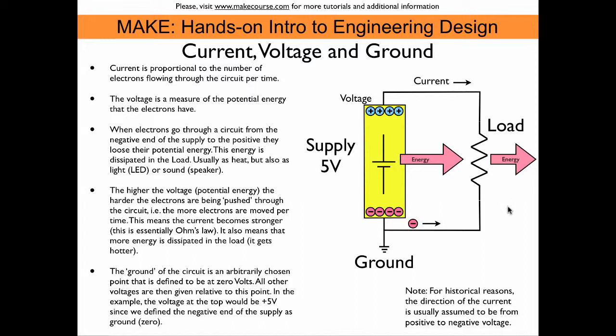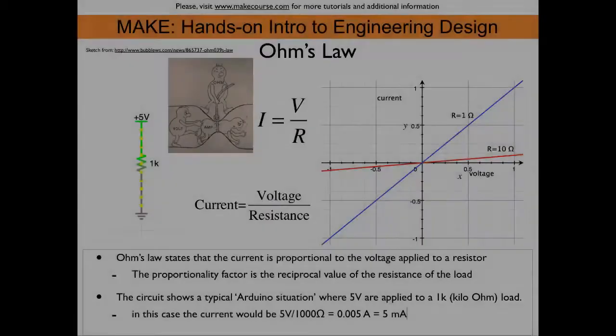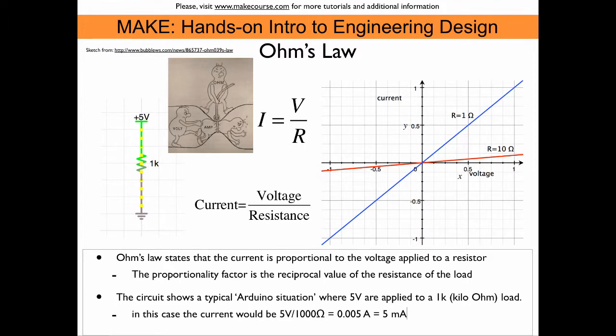Note that for historical reasons, it is usually assumed that the current goes in a direction opposite to the direction that the electrons are really going in a circuit. So we always assume that the current goes from the positive potential to the negative potential. I just said that a higher voltage causes a higher current in a circuit, and that is essentially what is defined by Ohm's law.